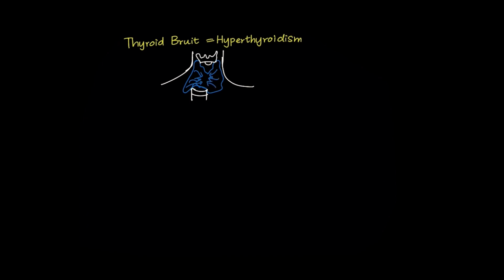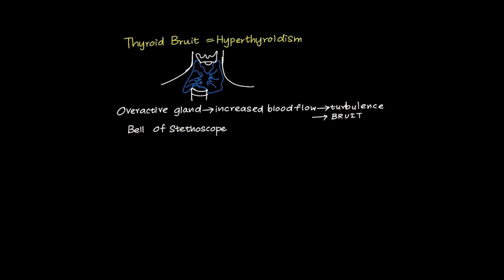Enlarged thyroid plus a whooshing sound heard through the stethoscope over the gland. That combination points to hyperthyroidism. When the thyroid is in overdrive, producing too much thyroid hormone, the gland becomes hyperactive and its blood supply increases dramatically. All that extra blood rushing through the enlarged gland creates turbulent flow, and that turbulence produces a bruit, the whooshing sound you pick up with the bell of the stethoscope. It's the same principle as a bruit over the carotid, just in a different location.